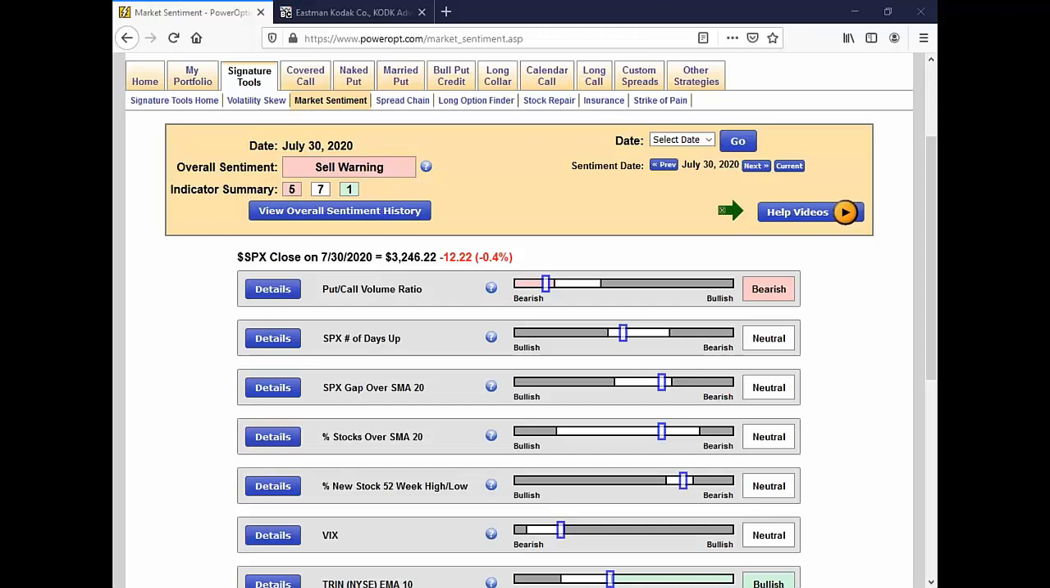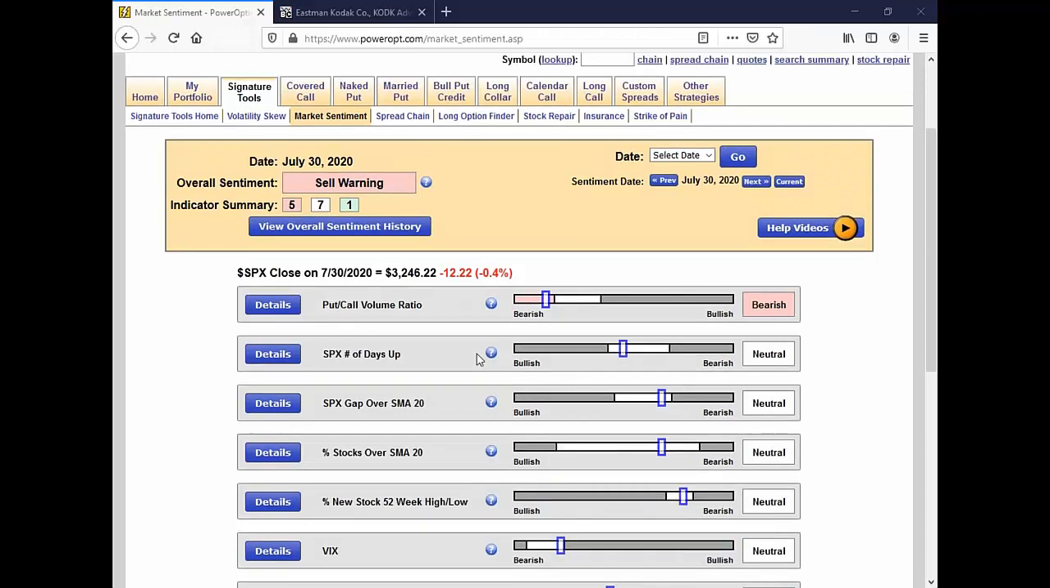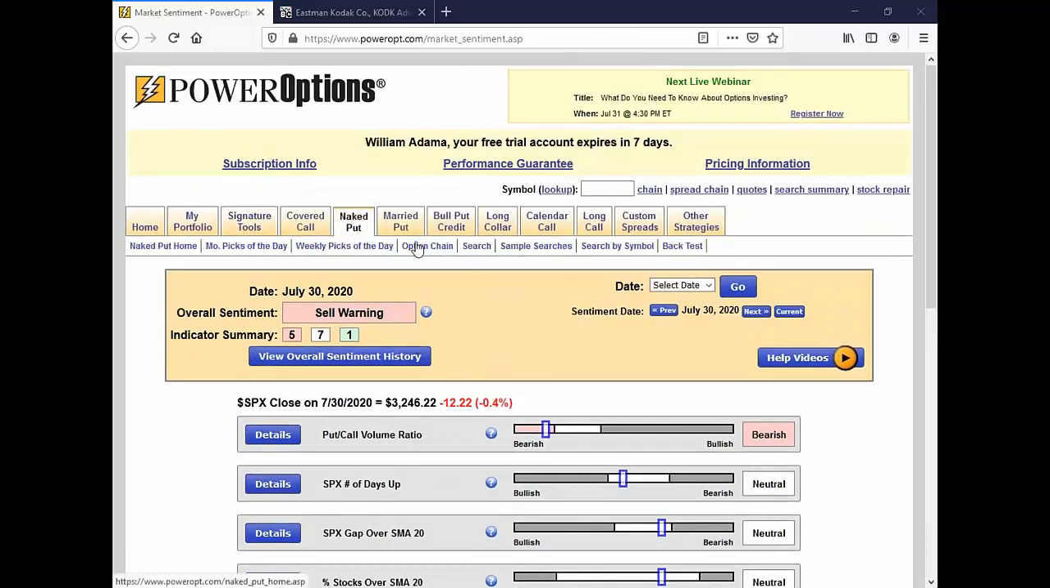Okay, so let's see your second question. Weekly naked puts, could they also be used as potential buys to go long stock? Then I wouldn't necessarily do that, and here's the reason why. So let's go ahead, and instead of going to the weekly picks of the day, I'm going to go back into the naked put search.